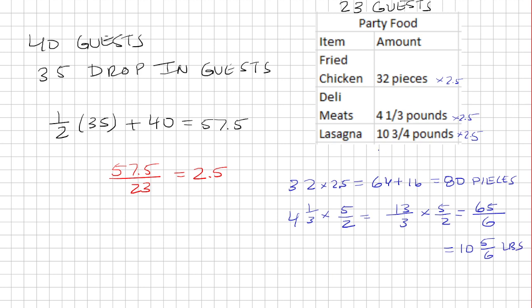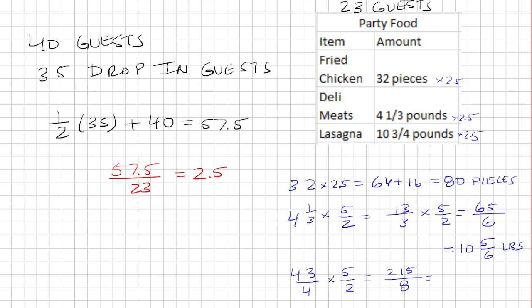For the lasagna, we're going to take 10 3/4 and multiply it by 2.5. 10 3/4, I can represent that as 43 over 4. And 2.5 is just 5 halves. Now, 43 times 5, that's going to be 215. And then 4 times 2 is 8.